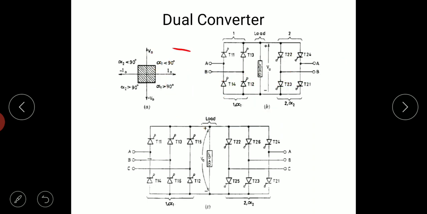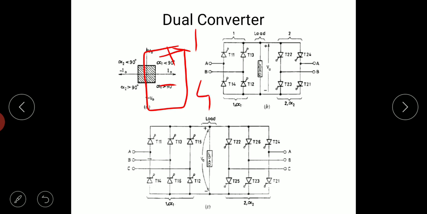So with the help of one full controlled converter, the two quadrant operations were possible. The current was positive, I naught is positive, but the voltage was positive for alpha less than 90 degree and negative for alpha greater than 90 degree. We had converter 1 operation and converter 4 operation.